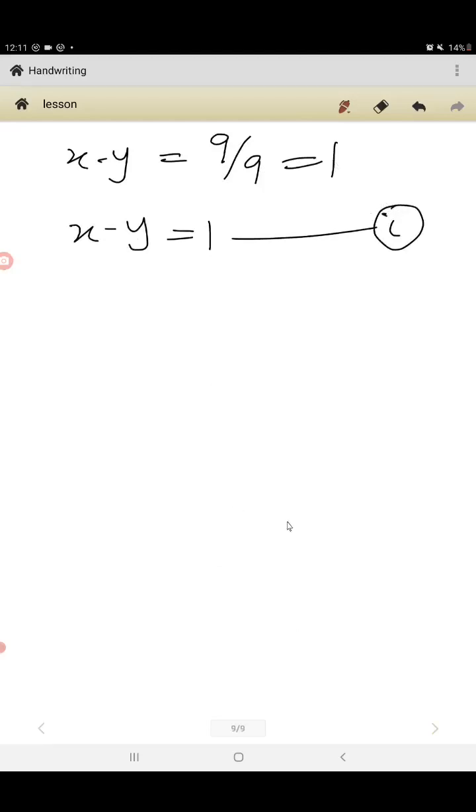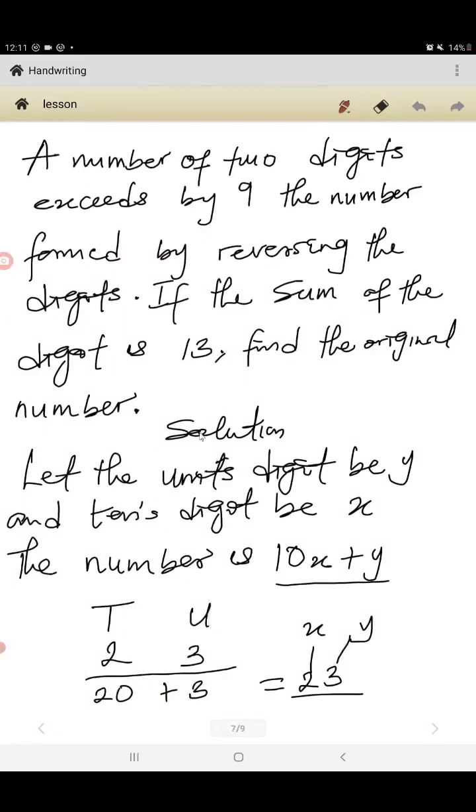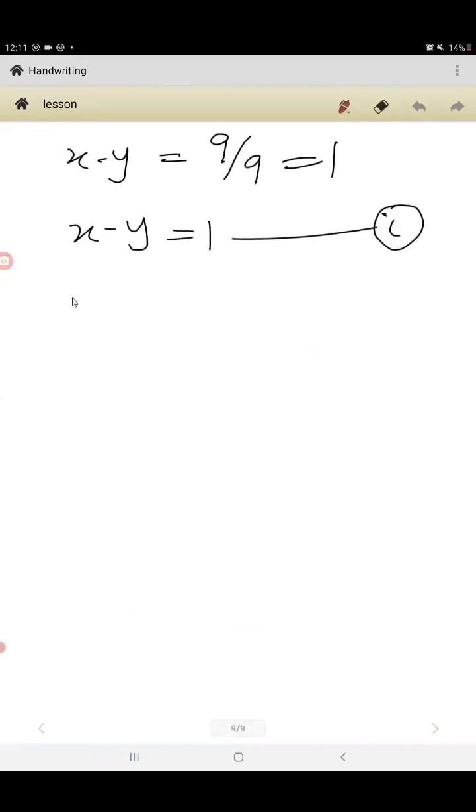So let's go back to the question, which said that the sum of the digits is 13. What this means is that the sum of the digits, x plus y, is equal to 13. So this is equation 2.